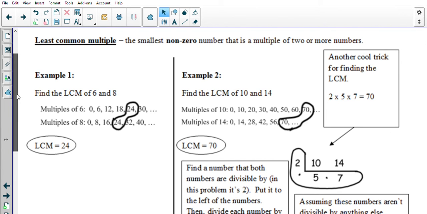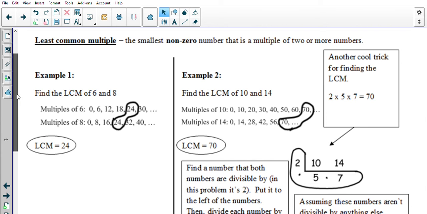The least common multiple, or LCM, is the smallest non-zero number that is a multiple of two or more numbers, which is different than factors. So you got to recognize those differences there. Multiples are going to be equal to your largest number, or they're going to be bigger than that number.